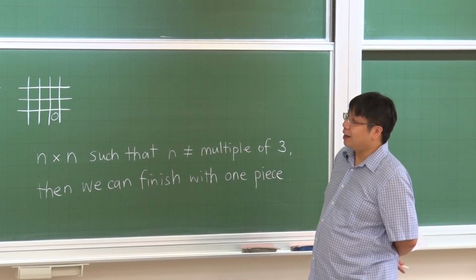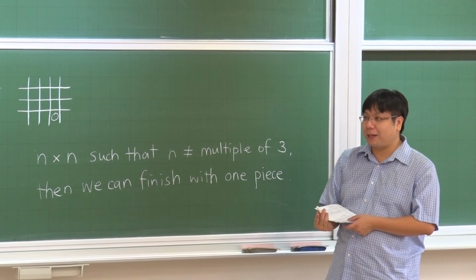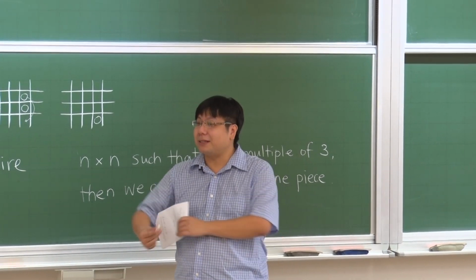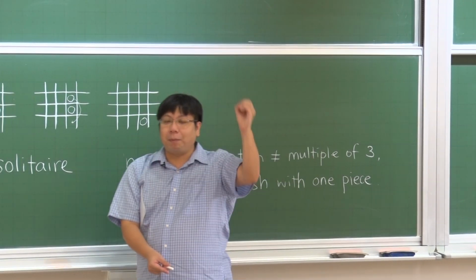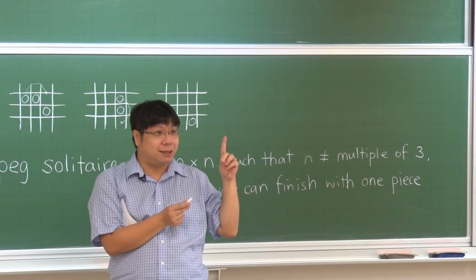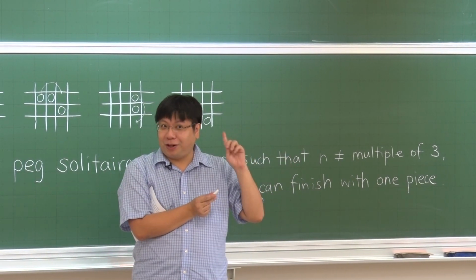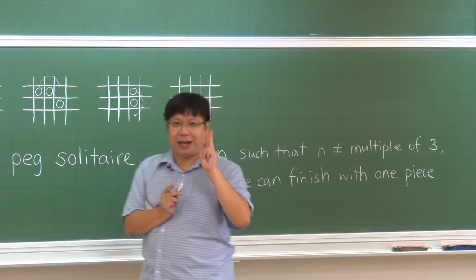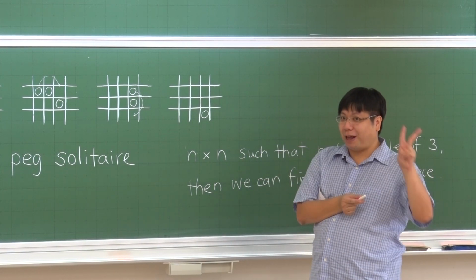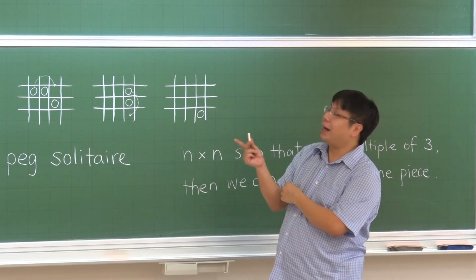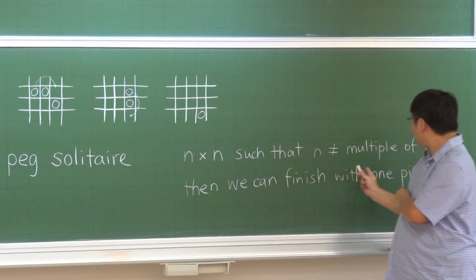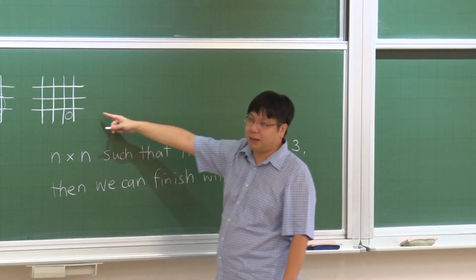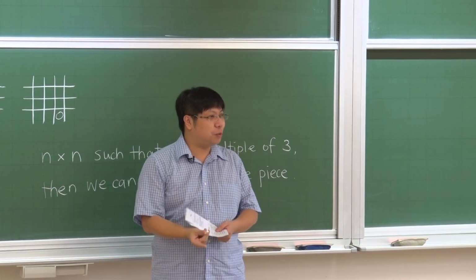So how do we solve this by induction? What are the base cases? 1. Very good. 1 is the basis case. You start with 1 by 1. Can you finish the game with just one piece? Yes. Excellent. Actually, for this problem, there are 2 basis cases. The other basis case is 2 by 2. You will see why we have two basis cases. For 2 by 2, we can also finish with just one piece left. This is the solution. We have found a way. This is the witness. This shows that 2 by 2, you can finish with just one piece.